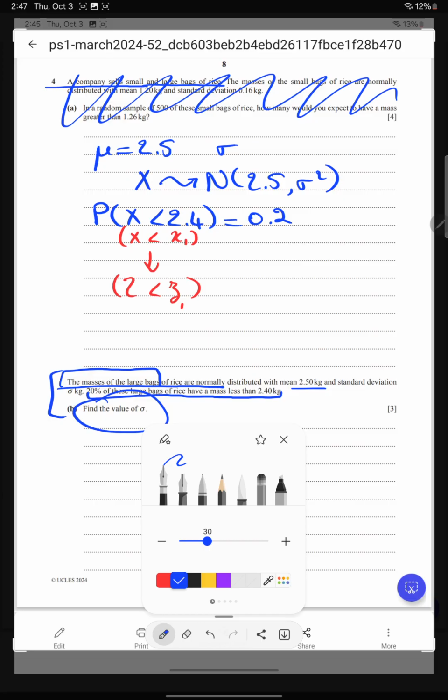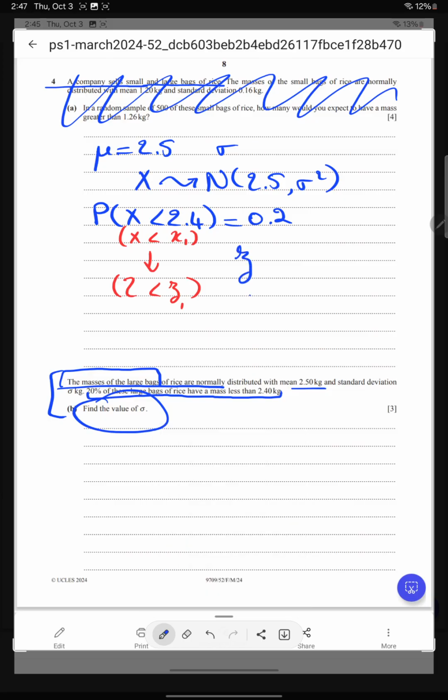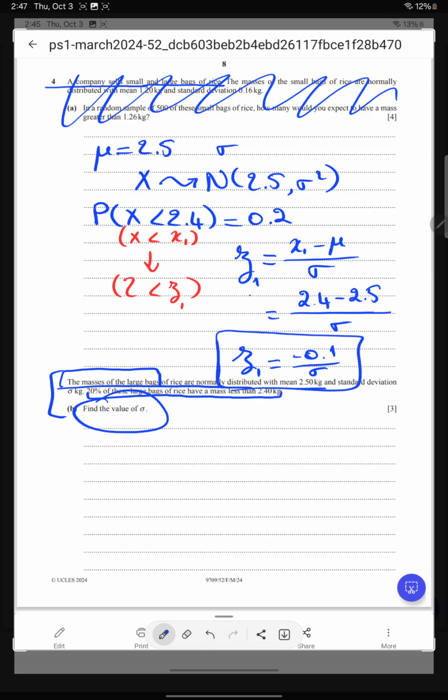And what is z1? We apply the usual formula that says z1 is equal to x1 minus the mean over sigma. So that will be equal to 2.4 minus 2.5 over sigma. Then z1 is equal to negative 0.1 over sigma. Now we replace z1 in the probability. The equation will become the probability of having Z less than z1, which is negative 0.1 over sigma, is equal to 0.2.